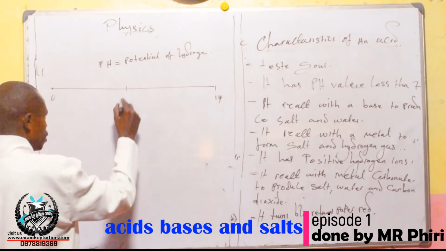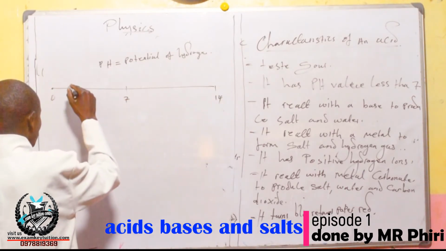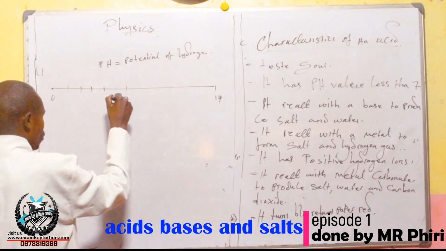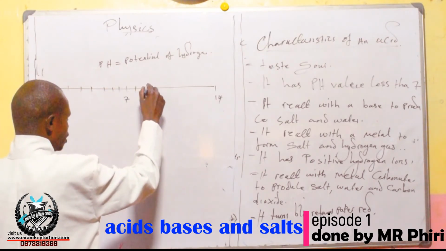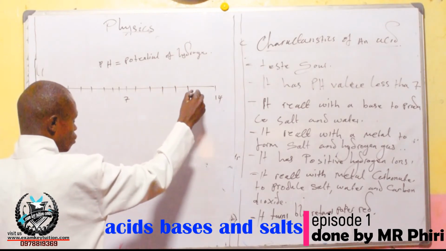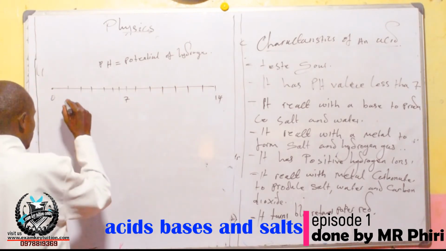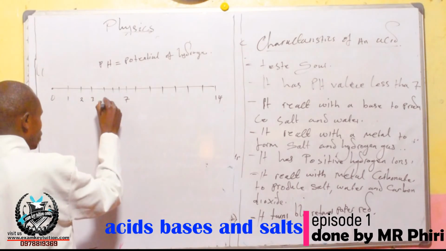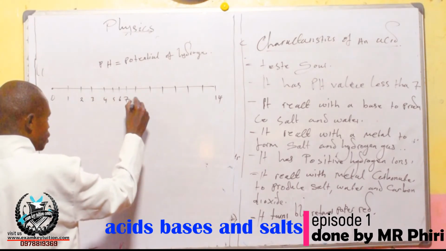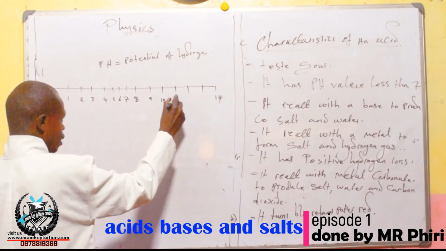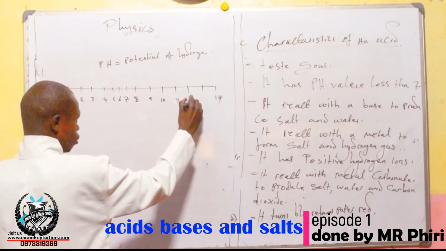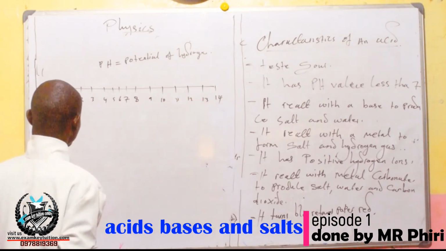That's a scale. So 7 is at the middle. So 1, 2, 3, 4, 5, 6, 7, 8, 9, 10, 11, 12, 13, 14.